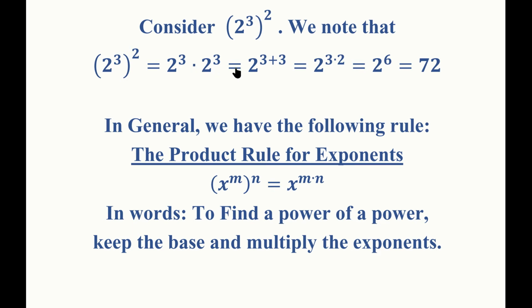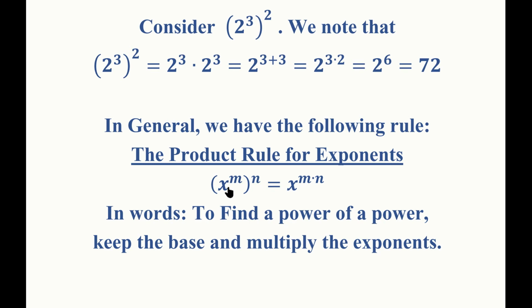And here we know that we have a product of 2 powers with the same base, so we can go ahead and apply the product rule now. So we get 2 to the power of 3 plus 3, which of course 3 plus 3 can be written as 3 times 2, so we get 2 to the 6. So it looks like when we have a power of a power, we can keep the base and we can multiply the two exponents involved. So that's exactly how it works out. And of course, 2 to the 6 is 64.